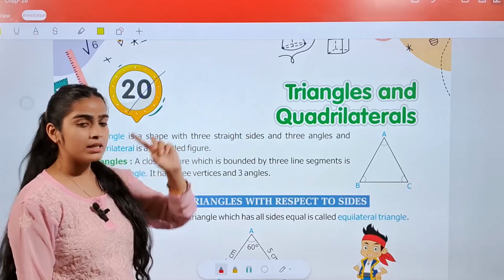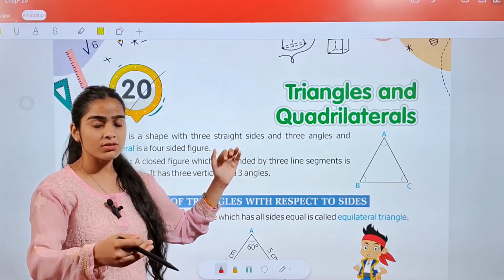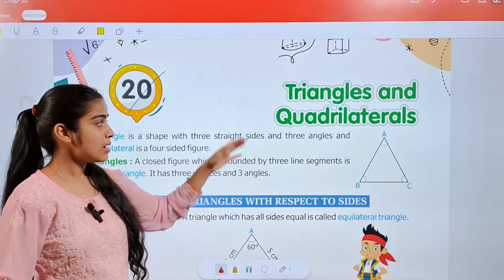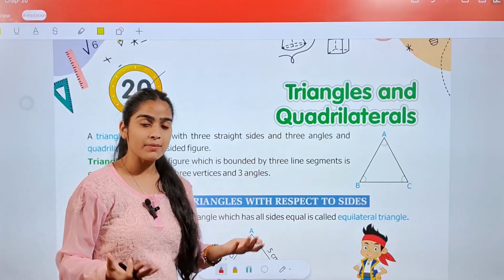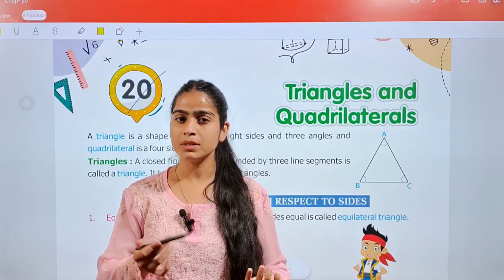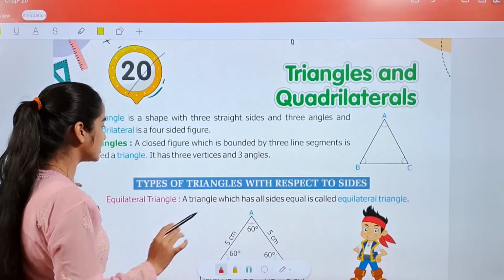Now, the triangle is only one shape, right? We have variations of triangles: equilateral, scalene, or isosceles. But in quadrilaterals we have different types of shapes which have four sides, for example square, rhombus, parallelogram, rectangle. All these shapes are studied in this chapter.